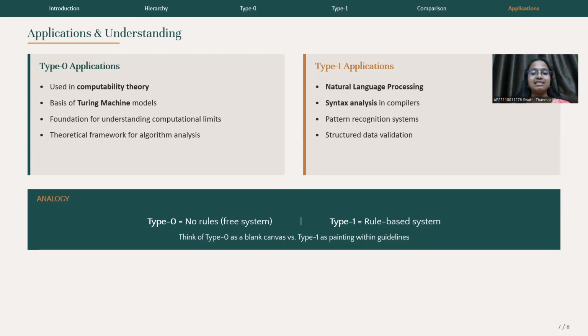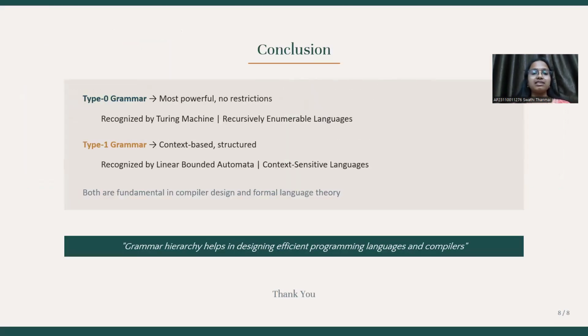within guidelines. Coming to the conclusion, type 0 grammar is the most powerful grammar with no restrictions, and it is recognized by a Turing machine. Type 1 grammar is more structured, follows context-based rules, and it is recognized by linear bounded automata. Both grammars are important in formal language theory and compilers. Understanding this hierarchy helps us design better programming languages and efficient compilers.